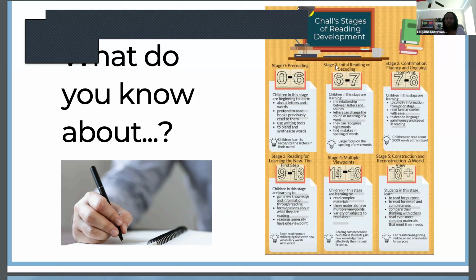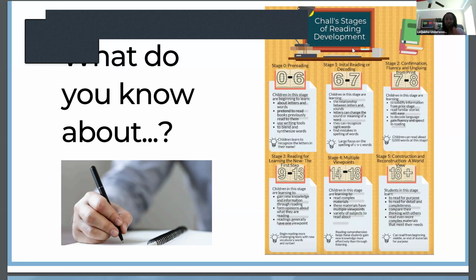So above here, it tells you what the stage is called. So there's pre-reading, initial reading, confirmation, fluency, reading for learning, multiple viewpoints, construction, and reconstruction. Below that, you'll see roughly age ranges, 0 to 6, 6 to 7, 7 to 8, 9 to 13, 14 to 18, 18 plus. Okay. And below it are what typically happens at these stages.